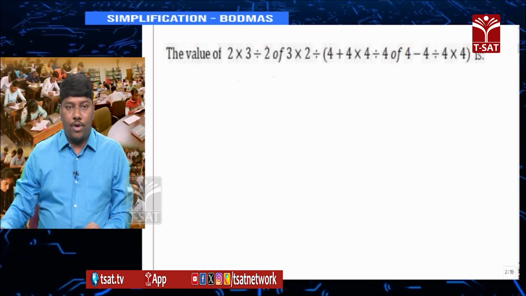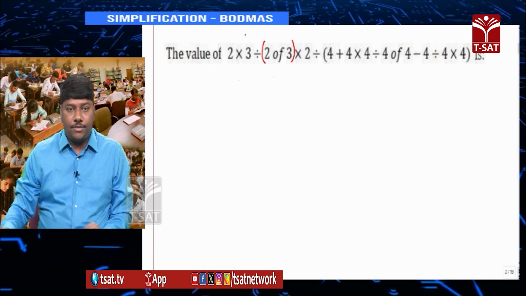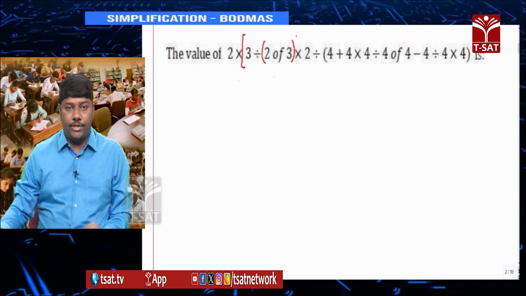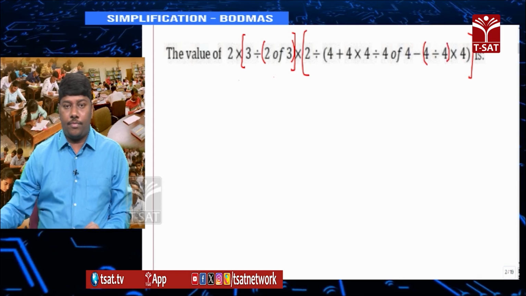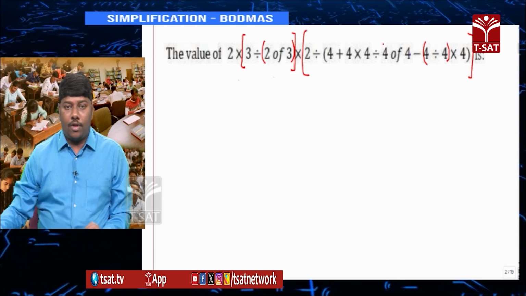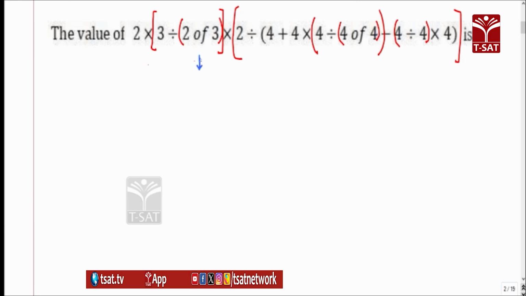The priority goes to of after bracket, then after that you have division. So do the things which are inside the division, then this thing, of, and this is how your priority goes. Now solve what is inside the brackets. 2 of 3, which is 6 here, 4 of 4, which is 16 here, 4 divided by 4, that's 1.